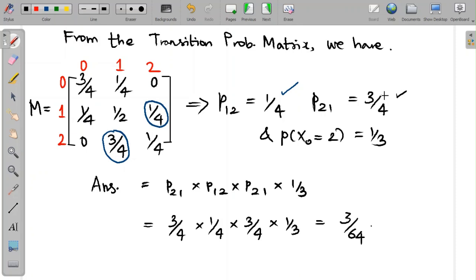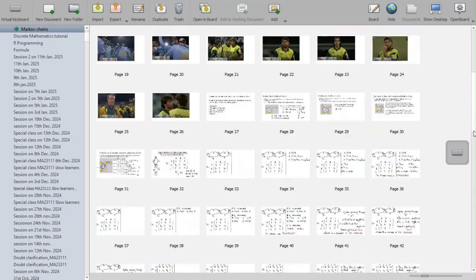Once we have known these two answers, we can directly substitute them in the formula that we just derived. So we'll have 3 by 4 times 1 by 4 and 3 by 4 times 1 by 3, which means our required answer is 3 by 64. That completes the answer. So this is how we have used the Chapman Kolmogorov equation to find the probabilities of subsequent time step transitions using the TPM. We'll move on to some advanced questions next.